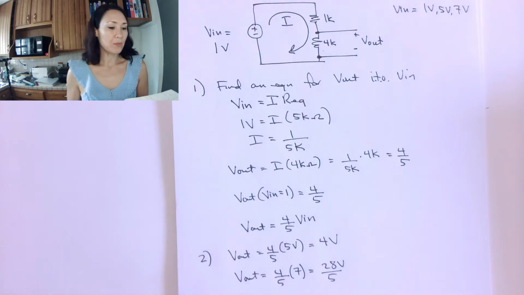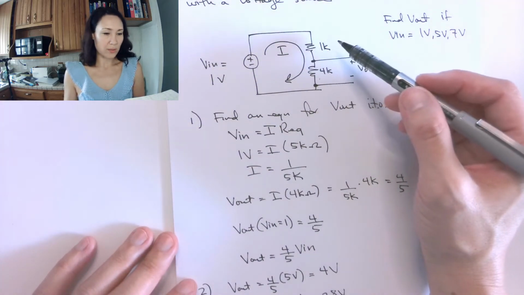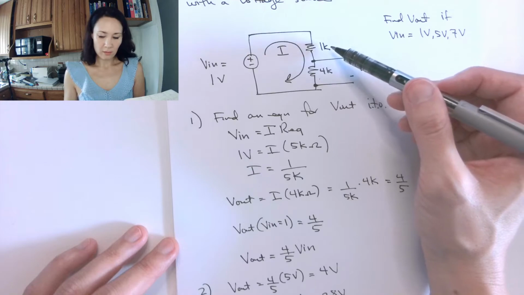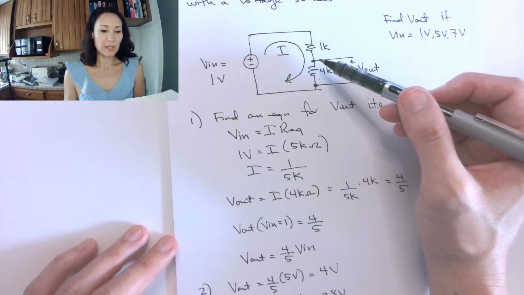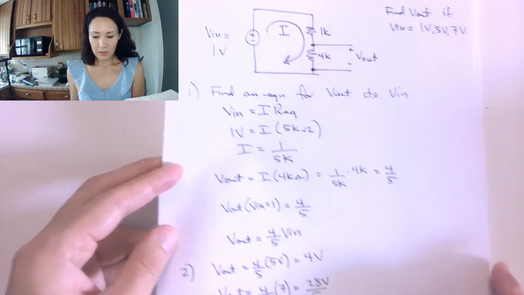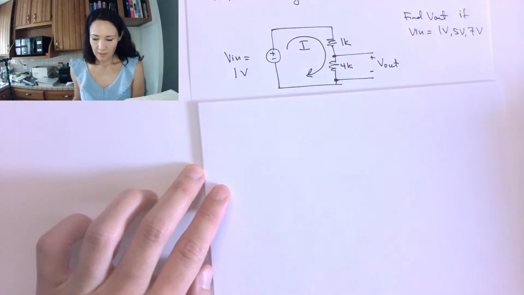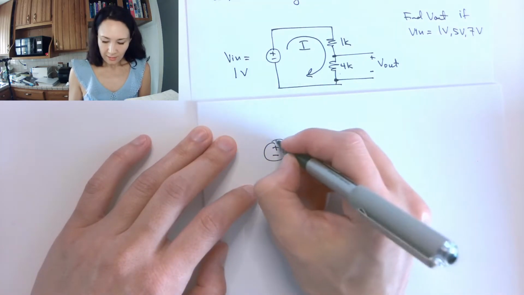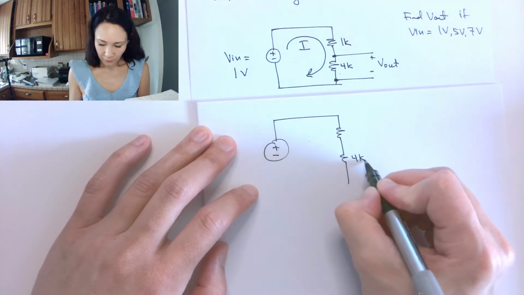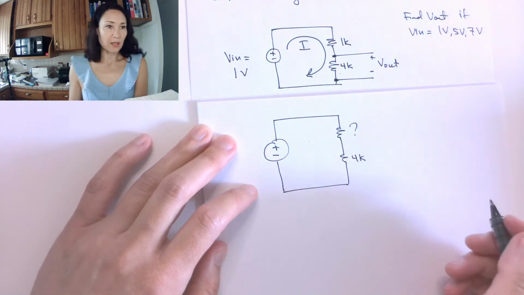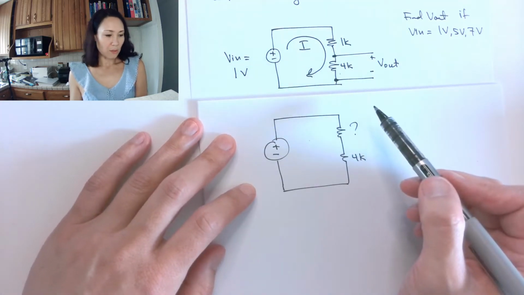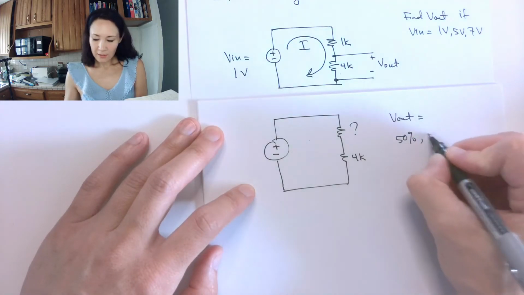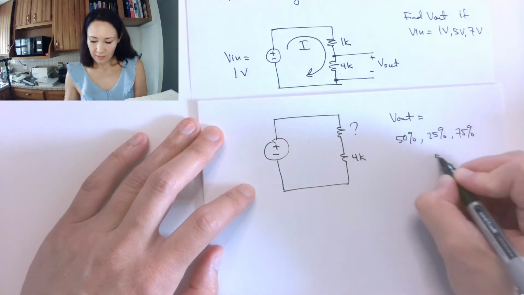So conversely, if we replaced this 1K ohm resistor with, say, an unknown resistor, and we were asked what value of R1 of this unknown resistor would make our V out 50%, 25%, or 75% of V in. Okay, so let's look at this same problem from a different direction. Using this same circuit, now suppose this stays as a 4K ohm resistor, but this one is unknown. So now when we're designing our circuit, we want to figure out what this resistor should be in order for V out to be 50%, 25%, or 75% of V in.